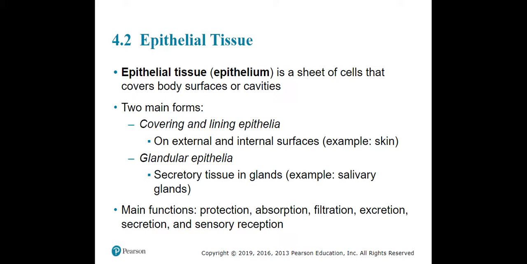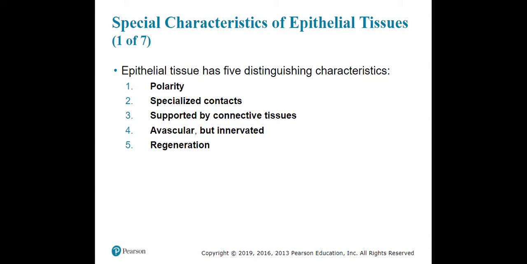So epithelial tissue is a sheet of cells that cover surfaces or cavities. So there are two forms. There's the covering and lining epithelial. These are going to be thicker, and they are going to be external or internal, or glandular epithelium, which are going to actually secrete like salivary glands, and those are going to be a little more aggregated. So the main functions are protection, absorption, filtration, excretion, and secretion. Oh, and sensory.